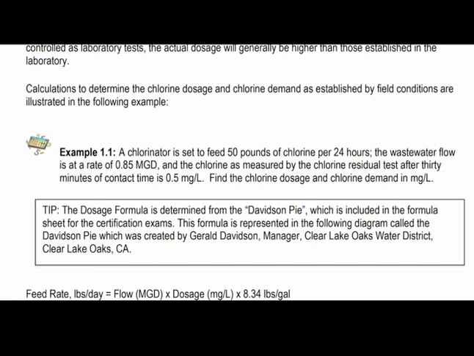Establishing dosages. Chlorine dosage may be established from either bench scale laboratory testing or an actual measurement of the field results from known plant operations. The results are suitable for establishing base feed rates. However, real-time corrections must be made to adjust for changing conditions. Since field conditions are not as controlled as laboratory tests, the actual dosage will generally be higher than those established in the laboratory.